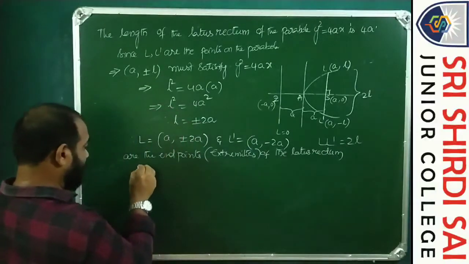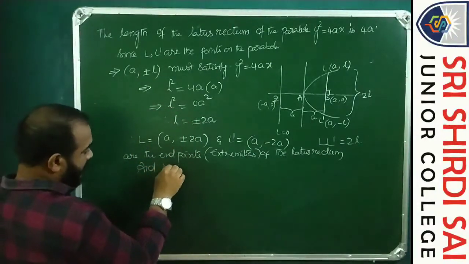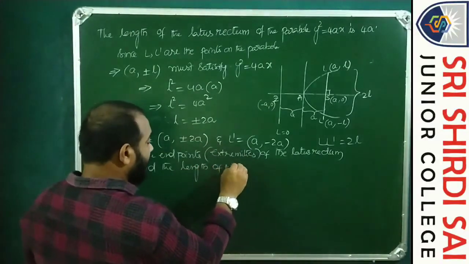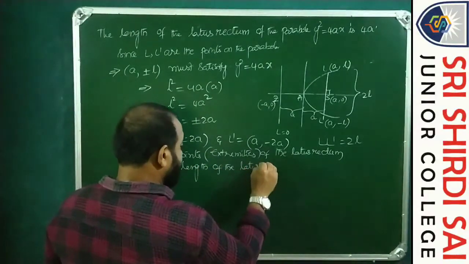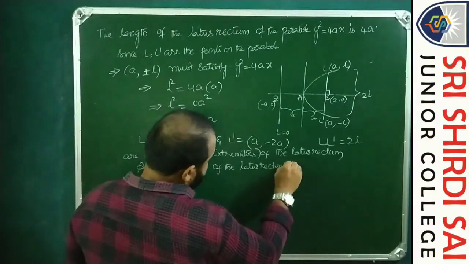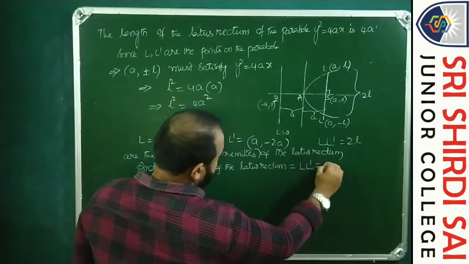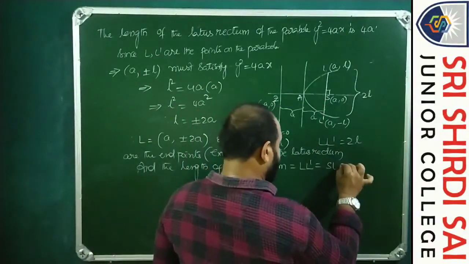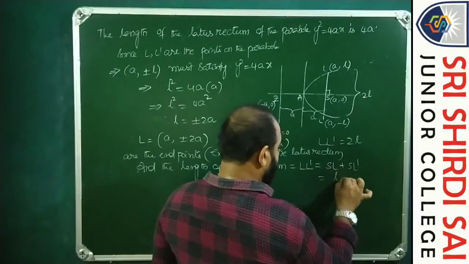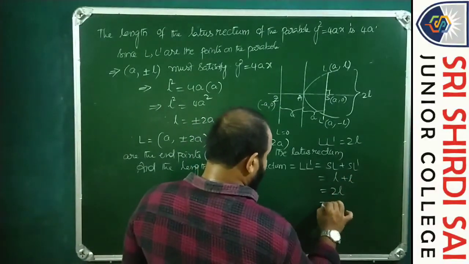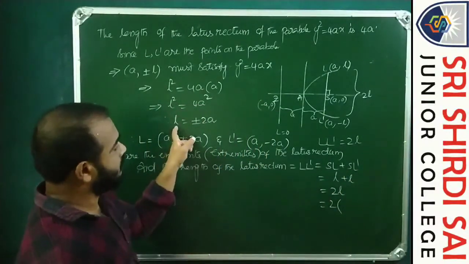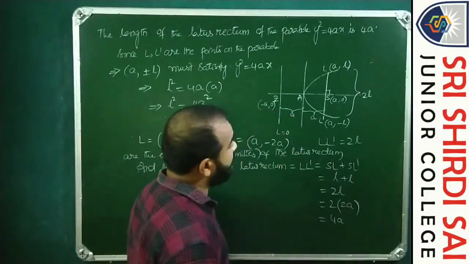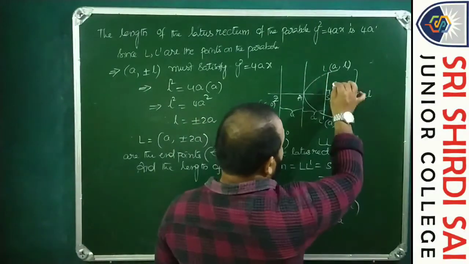And the length of the latus rectum is equal to LL dash. LL dash is SL plus SL dash, that is l plus l, 2l. So 2 into what is l? 2a. So 4a. So the length of the latus rectum is totally 4a.